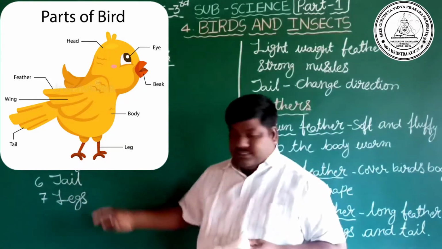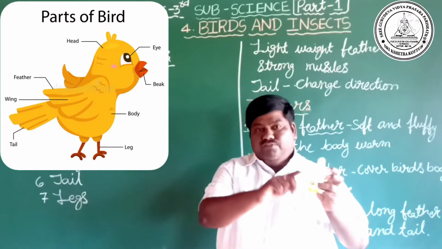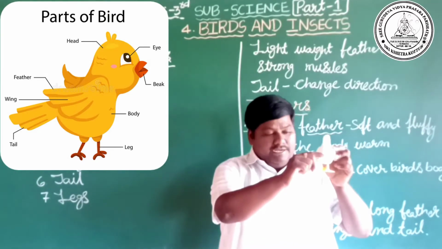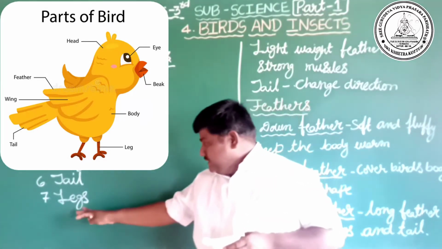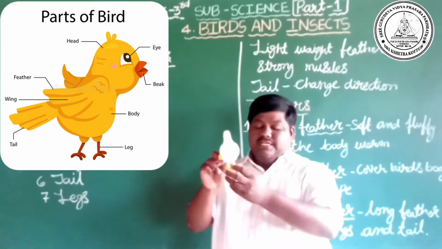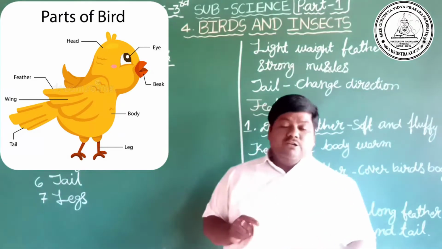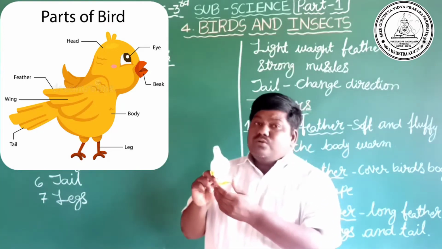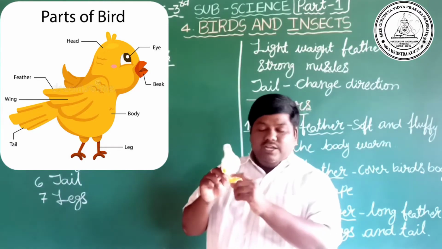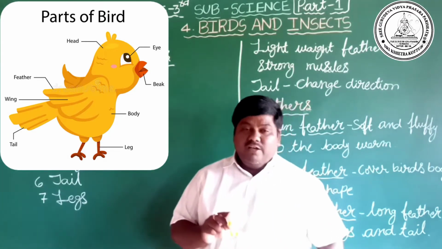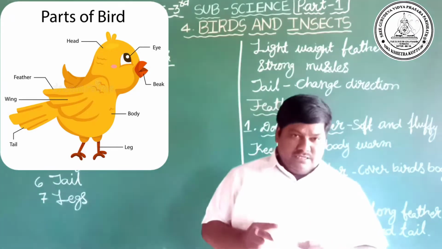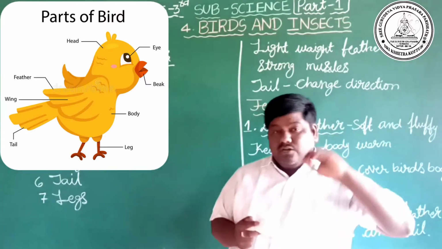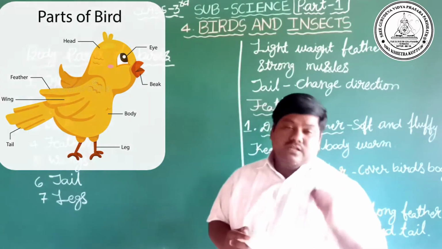Next, wings. See, here the wings. Next, tail. See, this is the tail. Next, legs. These are the legs. Do you have legs? Yes, we also have legs. One more part: toes and claws, or feet and claws. We also have feet and nails. Instead of nails, we call them claws. In the next class, we are going to learn about the feet and claws.